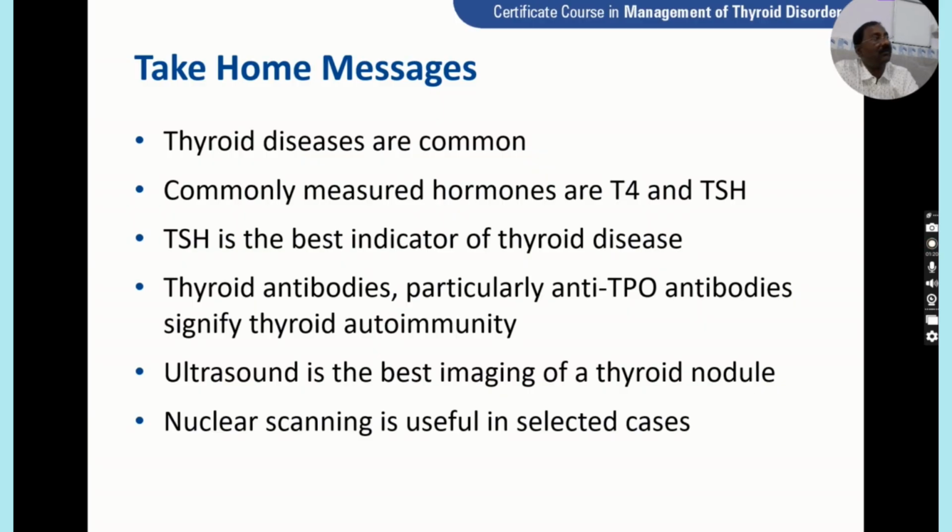TSH is the best indicator of thyroid diseases. Thyroid antibodies, particularly TPO antibodies, signify thyroid autoimmunity. Ultrasound is the best imaging for a thyroid nodule. Nuclear scanning is useful in selected cases, whether it is a hot nodule or a cold nodule, etc.